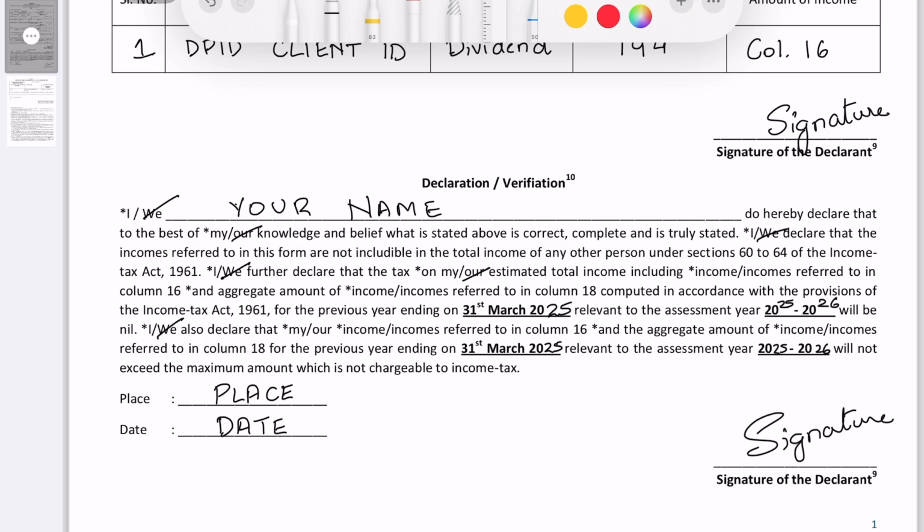So that is all in terms of how do you fill and file Form 15G. Actually, if I was being more specific, this particular video is how to fill. Because if you want to learn how to file, you go to the video that is mentioned in the description box.